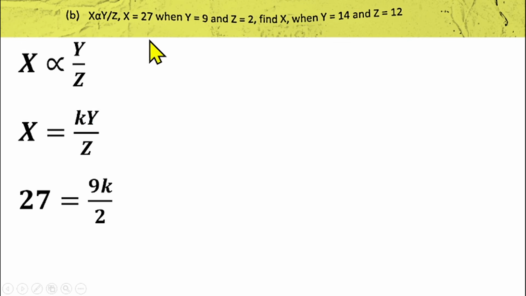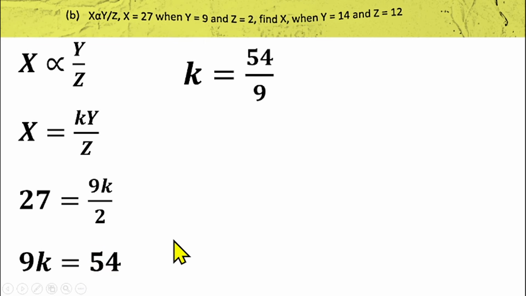So our x is 27. If you put that here, we put 27 equals to y is 9, so you're having 9 times k, that gives us 9k over z, which is 2. You can cross multiply from there. That will give us 9k equals to 2 times 27, that gives us 54. Divide both sides by 9. So you have k is equal to 54 over 9. k will be 6, which is the variation constant.